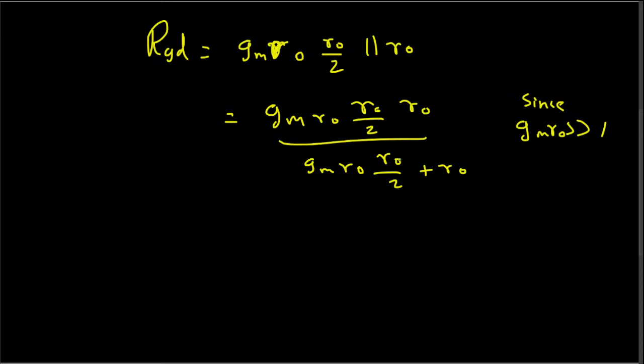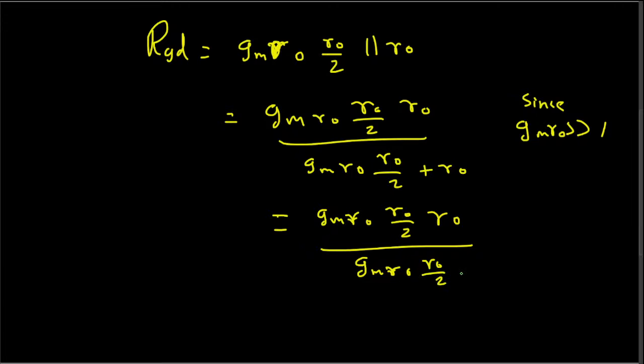we can neglect any value that is added with gmro. So we can eliminate this RO right here. So this will become gmro times RO divided by 2 times RO, divided by gmro times RO divided by 2, and the plus RO can be eliminated by comparing, as this gmro value is much larger. So the gmro RO divided by 2 cancels, and we get the RGD value to be RO.